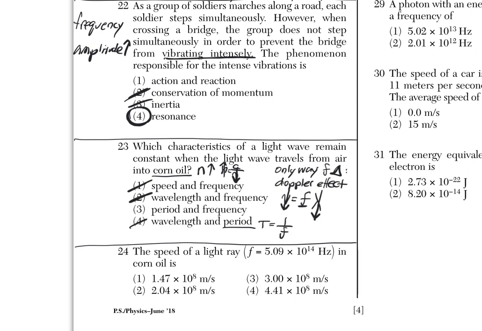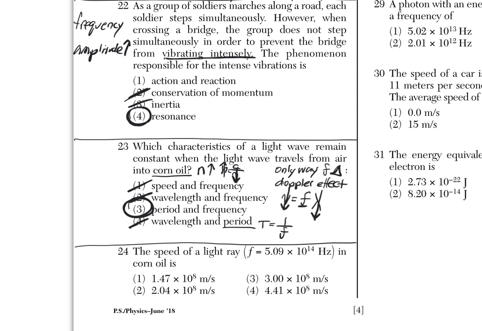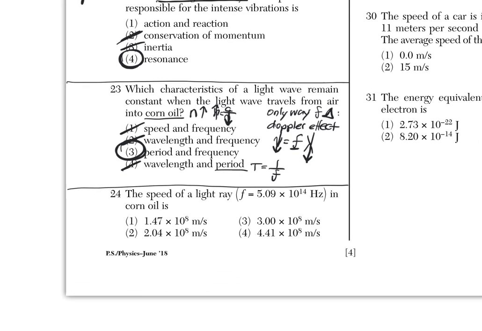So not 4, but period and frequency stay the same. The only way frequency can change is the Doppler effect, and so if the frequency doesn't change, neither does the period, because they are literal inverses of each other. And so 23 is 3.